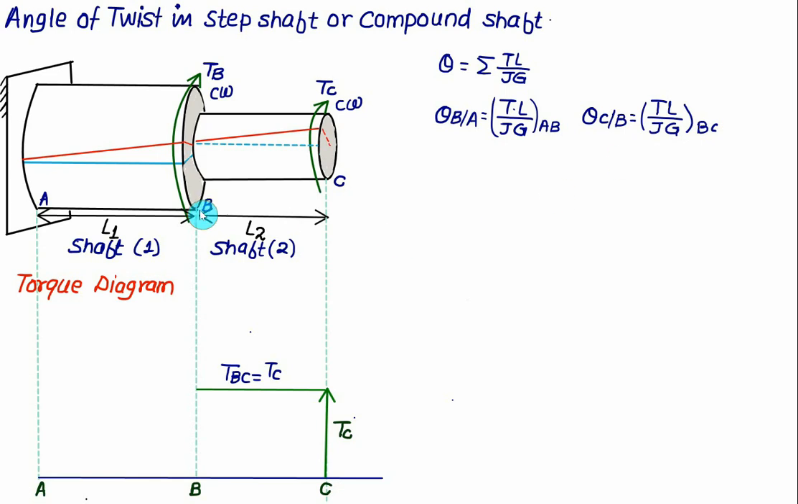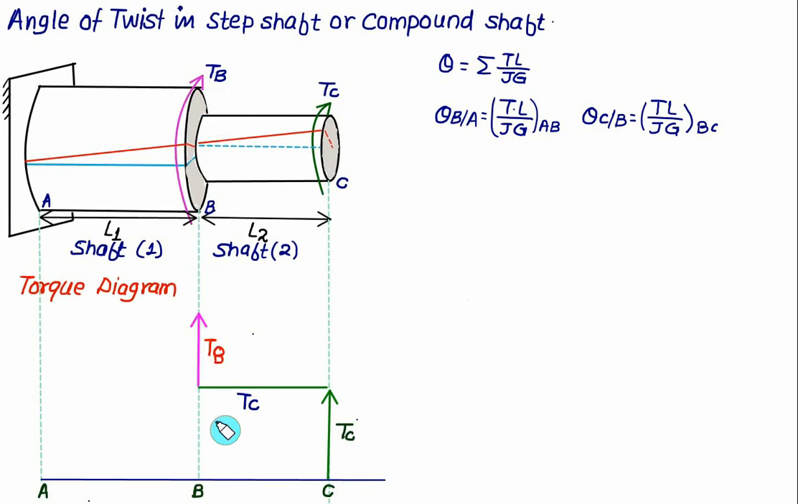Then you come to point B. At point B, suddenly a constant torque TB is applied in the clockwise direction. So you have to move vertically upward by a distance equal to TB. Since TB is clockwise, as well as TC is also clockwise, you have to move vertically upward. This value is the same as the torque for BC, which is equal to the TC value.